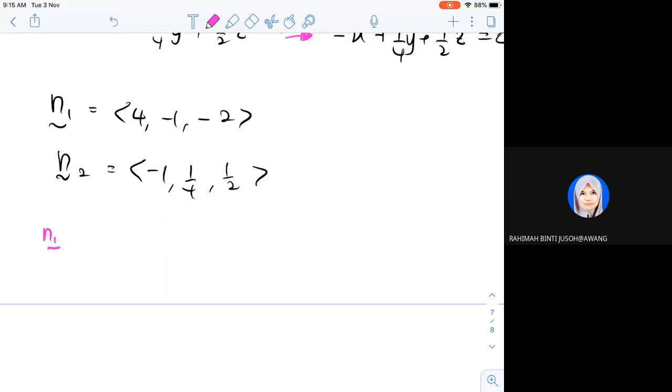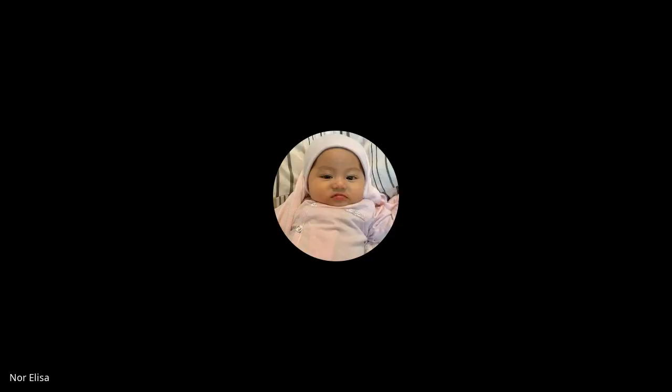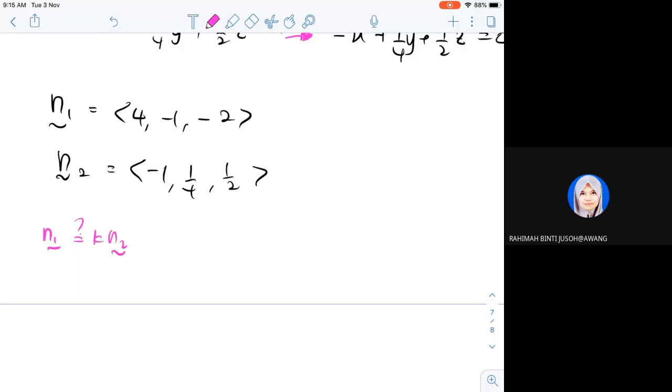N1, is it equal to k N2? No. You can know. Bukan 4 ke? Negative 4 kan? Ada. I think it's negative 4, right? Negative 4. Okay, nice try. Good.